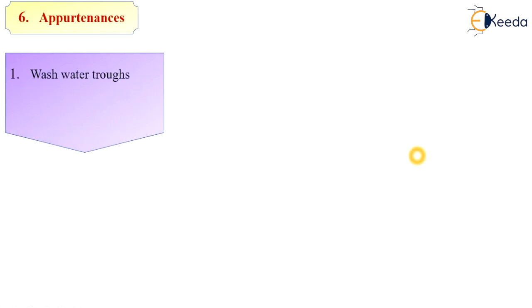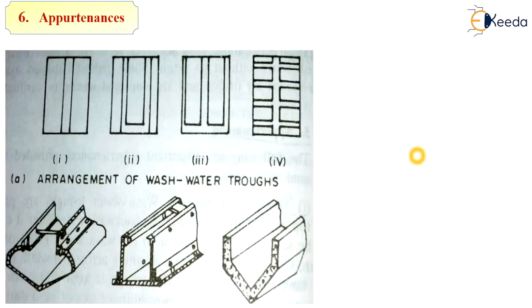The other apparatuses used in rapid sand filters are the wash water trough, air compressor and rate control devices. So these are the other apparatus used in rapid sand filtration.